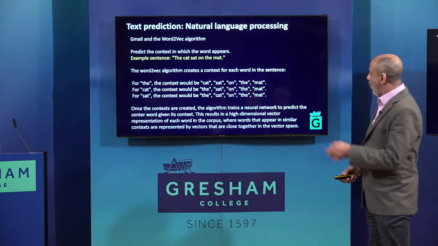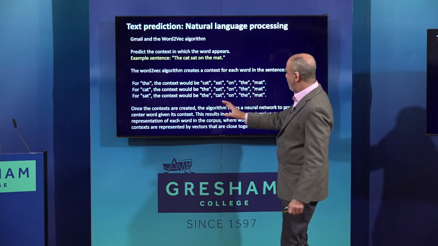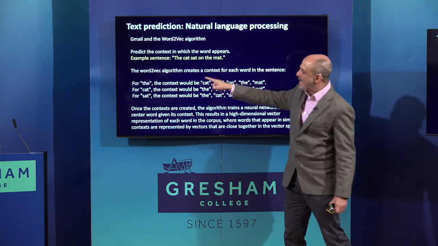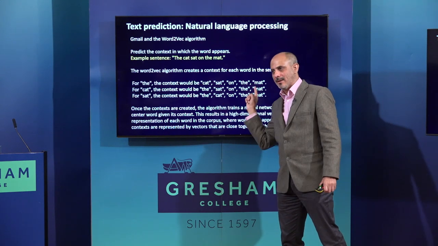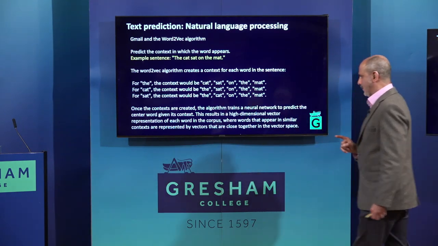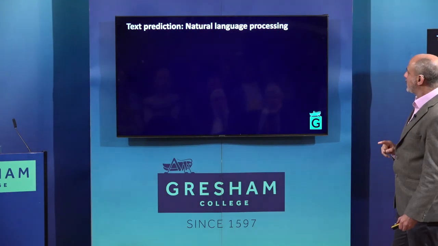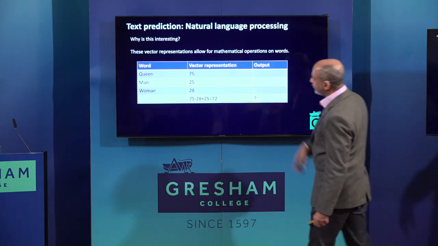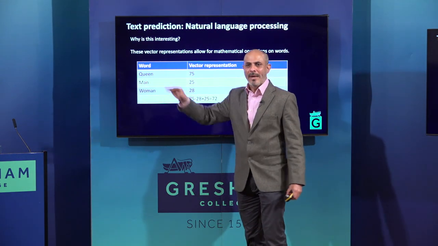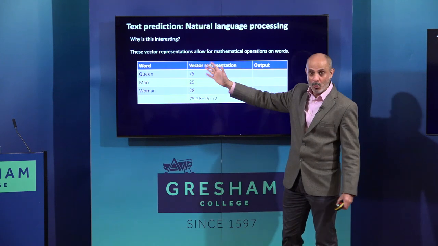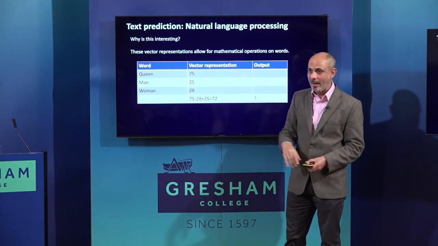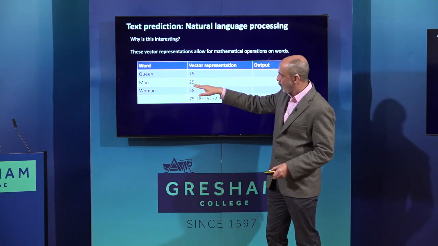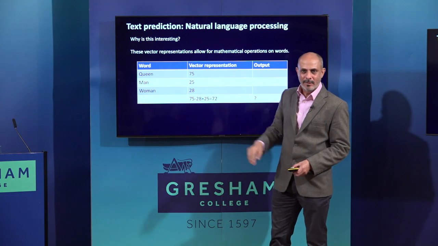Fine. Once the context is created, the algorithm basically trains a neural network to predict what that missing word is in that entire sentence. That sounds weird, so let me explain that with an example. The example works like this. Let's say you have a word, queen, and the vector representation for the word is 75. Just a random number. It's not really the representation of queen. Man, 25. Woman, 28, right?